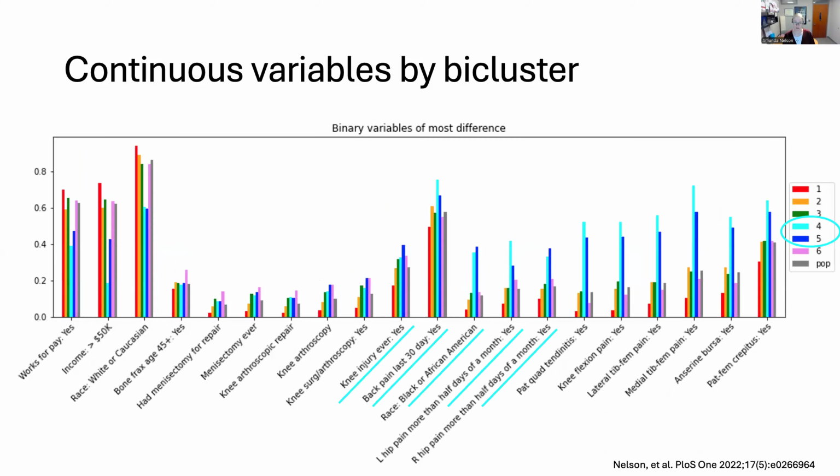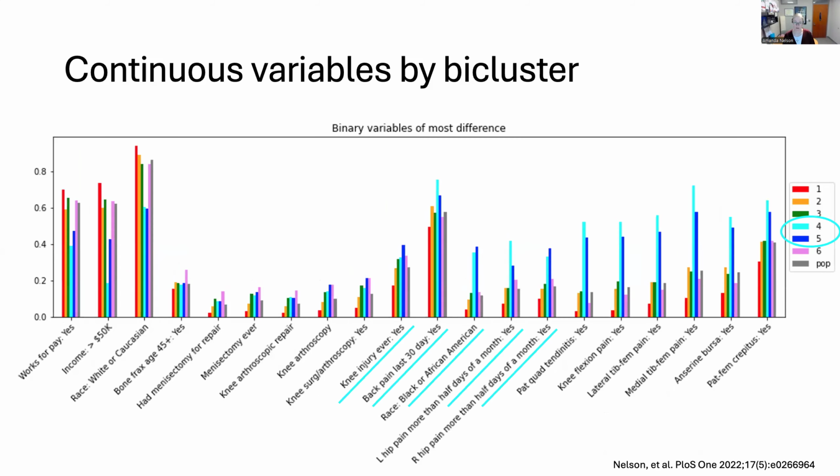And also for continuous variables, but more likely to have knee injury, more likely to have other joint pain, more likely to be Black versus white in this cohort. So kind of indicators we know might be relevant for poorer outcomes. Again, this is just at baseline.